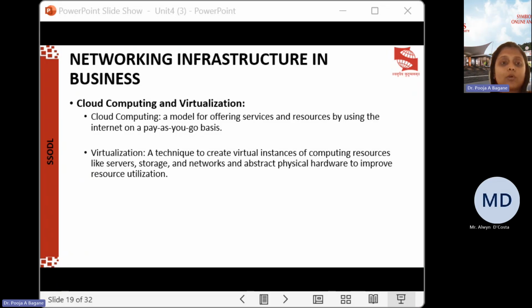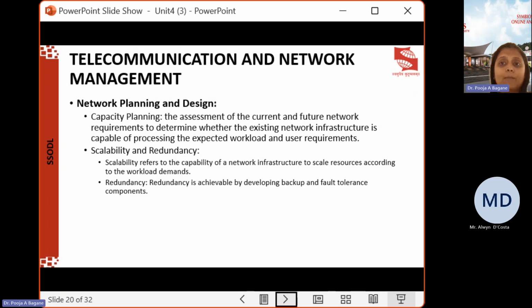Now we are going to discuss telecommunication and network management. It involves lots of phases like planning, design, implementation, monitoring, and optimization of the telecommunication system and network infrastructure to ensure reliable and efficient operation. The first is network planning and design. When we are talking about network planning, we first need to check the capacity. So we need to do capacity planning, then check for scalability and redundancy.